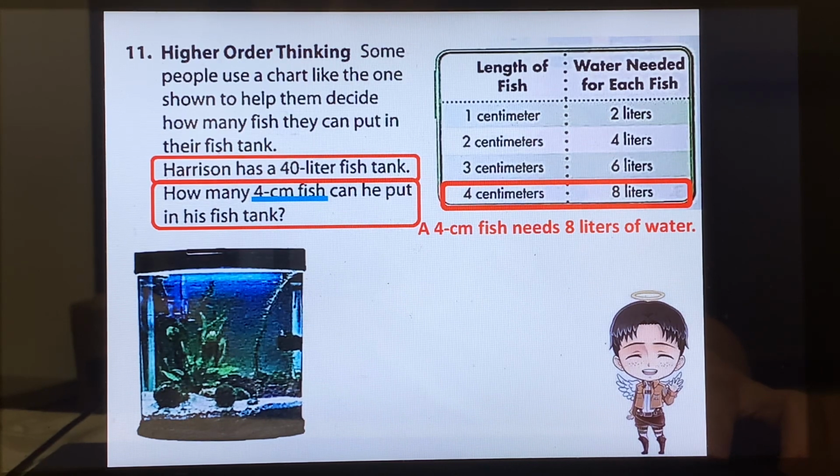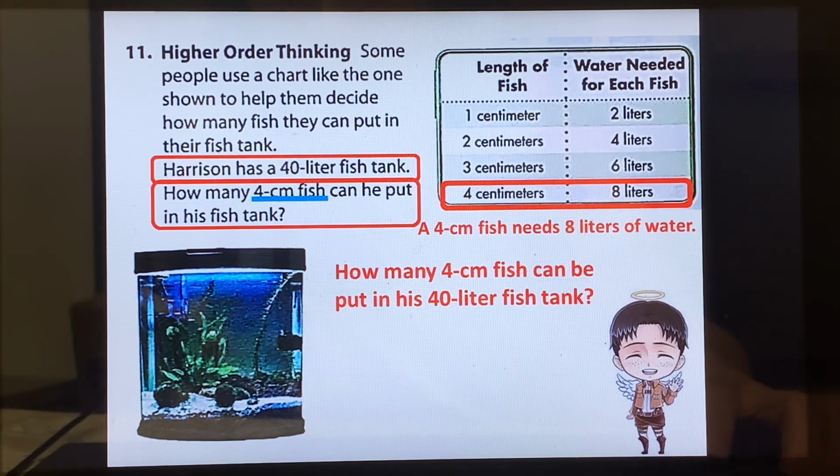Question. Harrison has a 40-liter fish tank. He has a tank with a capacity of 40 liters of water. How many 4 centimeter fish can be put in his 40-liter fish tank? One 4 centimeter fish needs 8 liters of water, and his fish tank can hold 40 liters of water. How many fish?